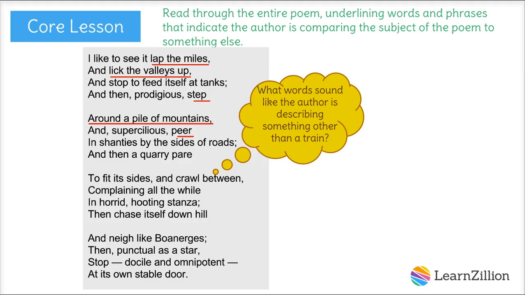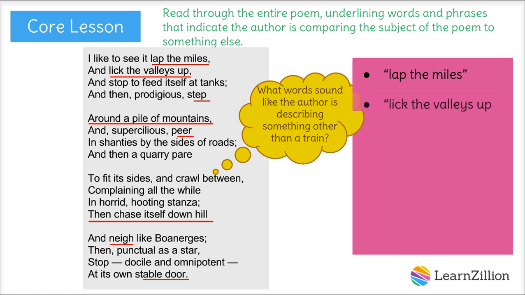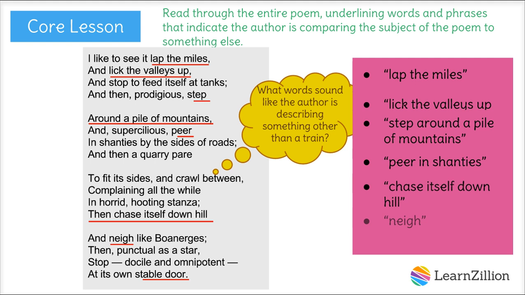I know that peer means to look at something, which is not an action that normally describes a train, so I'll underline that. In the third stanza, the line then chase itself downhill makes me think about the different cars in a train, but a train can't chase itself, so I'll underline that too. Finally, in the last stanza, the words that stand out as describing something other than a train are the words neigh and stable door, which make me think of a horse, not a train. I'm going to write these phrases and words down on a post-it so that I can look at them more carefully in the next step.